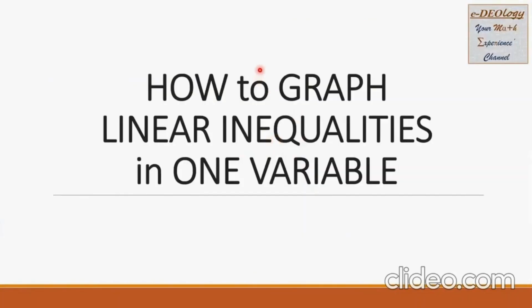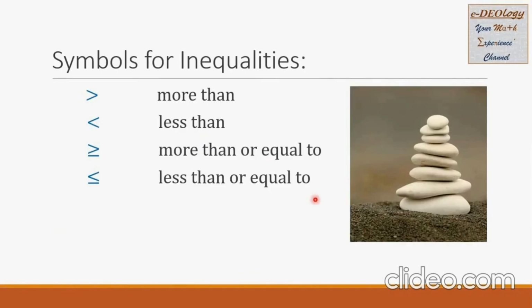Today we're going to study how to graph linear inequalities in one variable. First, let us see some symbols for inequalities. The first is the symbol more than. The second is the symbol less than. Now, the third symbol is more than or equal to. The fourth symbol is less than or equal to.